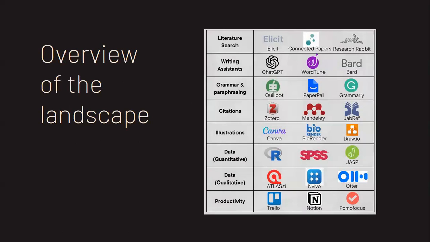As you can see, we have those specifically for literature search, connected papers, Research Rabbit, then writing assistants, grammar, citations, illustrations, data analysis. They are very, very many. So you can just look at a few. Once you master how to use one, it will be very easy for you to adjust and start using the rest. So today we are going to be looking at these.